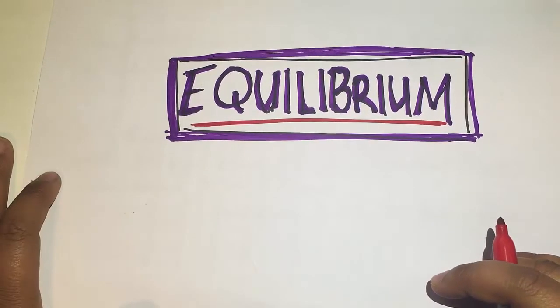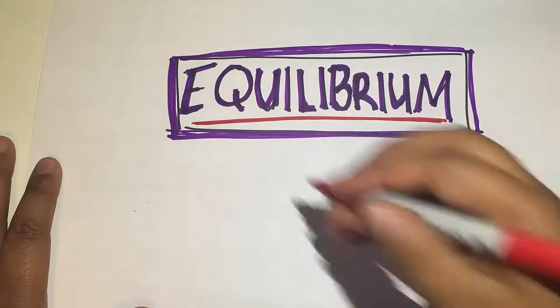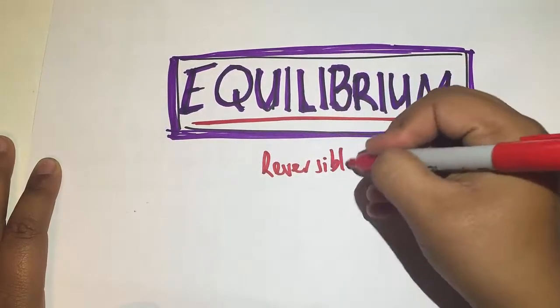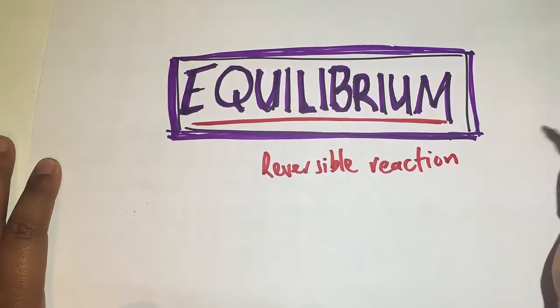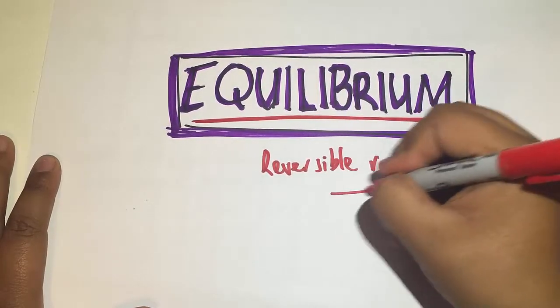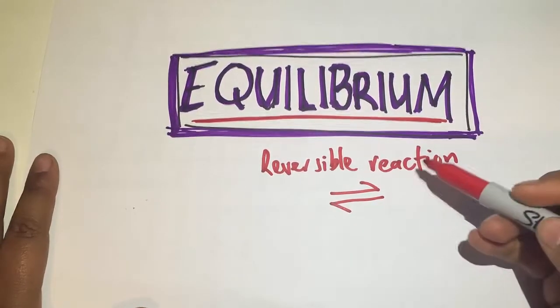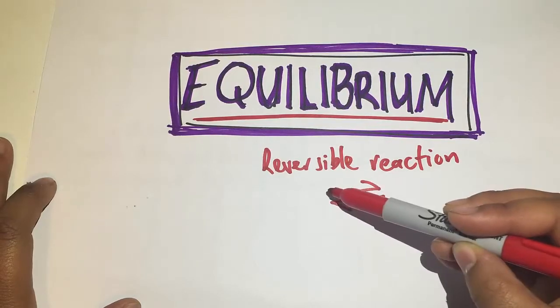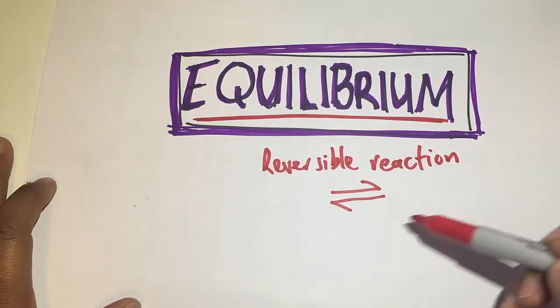So when we're talking about equilibrium, what we're talking about is a reaction that is reversible. And if it's reversible, it will usually have this double arrow, but it's not really a double arrow. What it is, it's an arrow showing that the reaction can go forward as well as backwards.